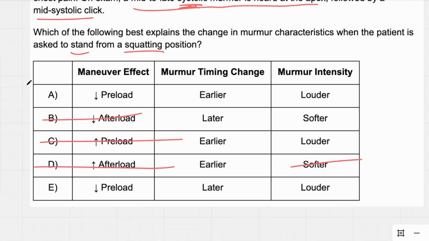But let's think about it logically. If you are making your murmur worse, if more blood is regurgitating through the mitral valve, do you think you would hear the murmur sooner or later? You have no idea what's happening. What makes sense? The murmur is getting worse. Would it happen sooner or later? The answer is sooner. The valve is floppy.